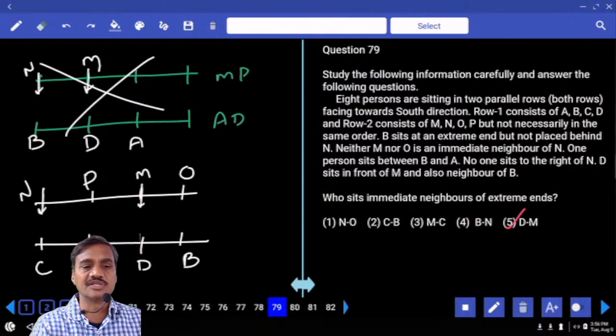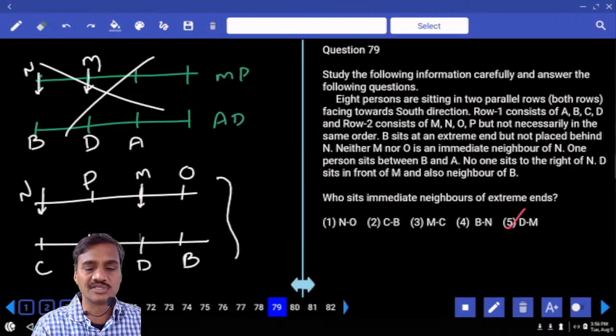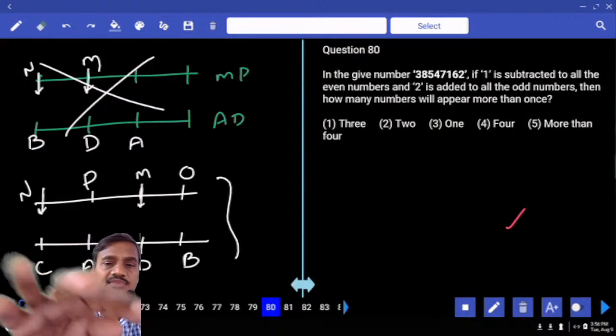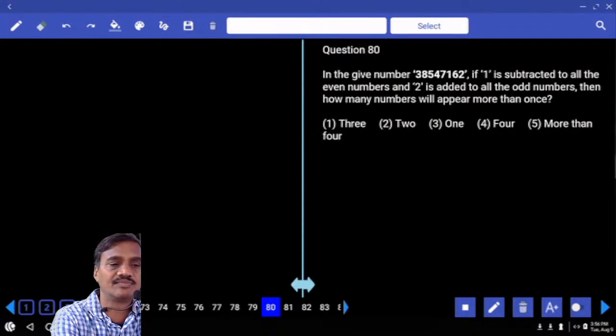And these two persons are adjacent to these two persons O and B who are at the ends. And next one, question number 80. Now 80, in the given number, what is the number we have?